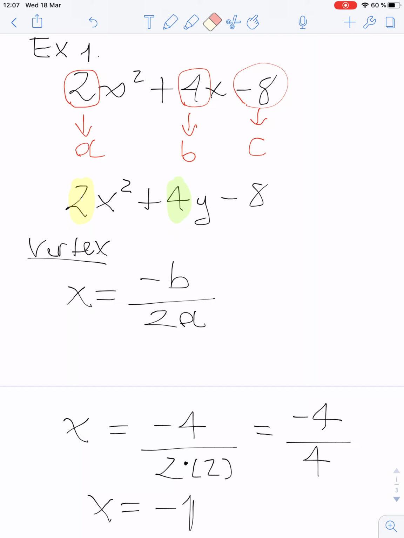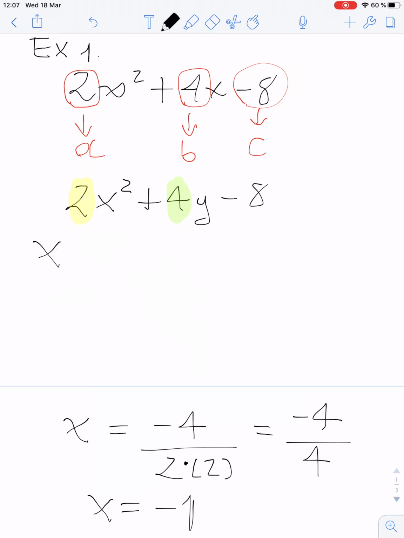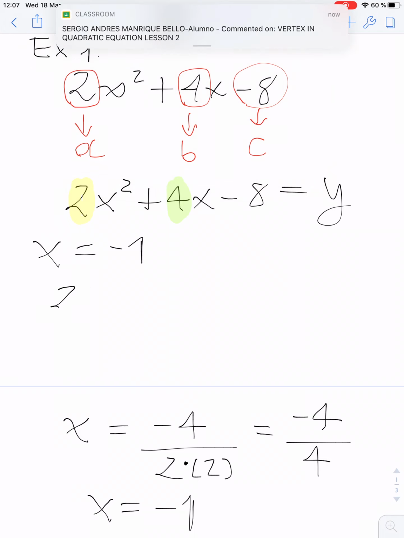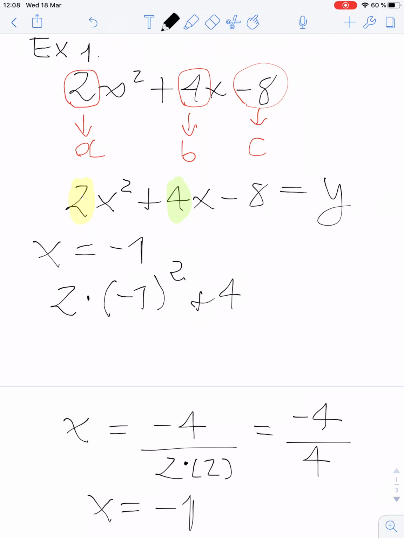How to find the y value? We are going to take the value of x that we found before, that is x equals minus 1. And then we are going to make the expression equal to y. In some worksheets, you're going to see that the quadratic equation is equal to y. It means we are going to replace the value of x in the formula. By replacing the value in the formula, it is 2 times minus 1 squared plus 4 times minus 1 minus 8 equals y.